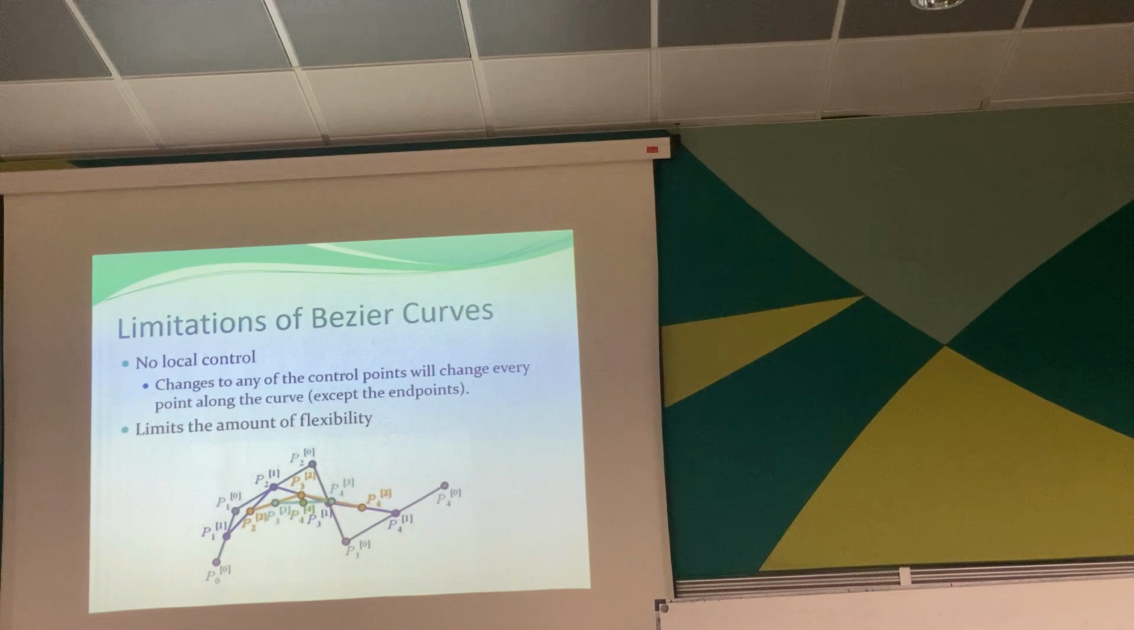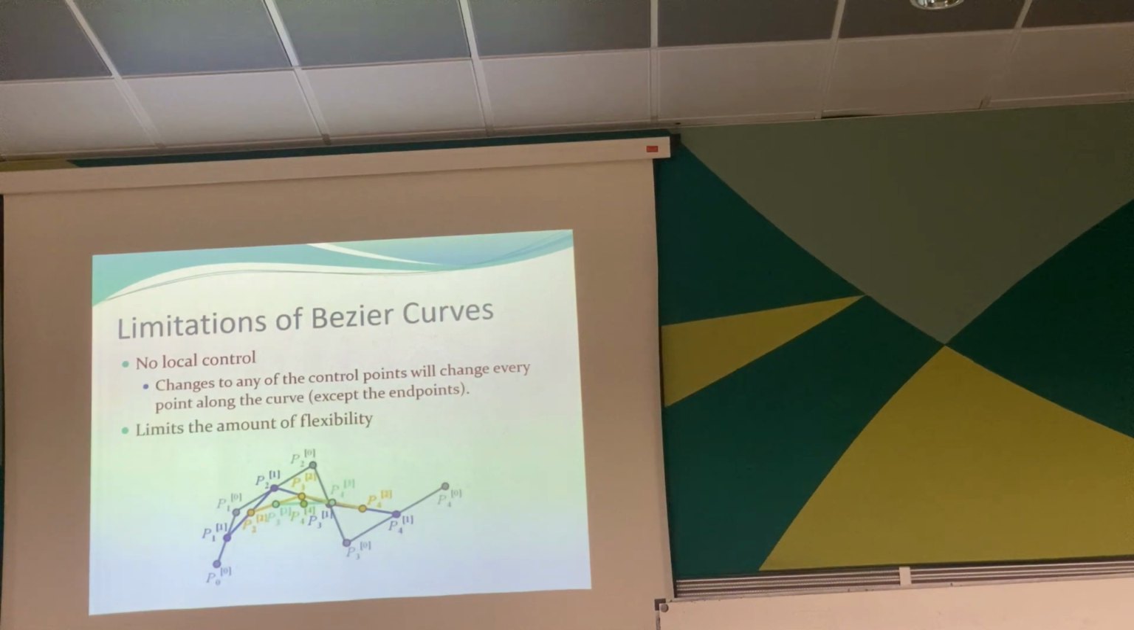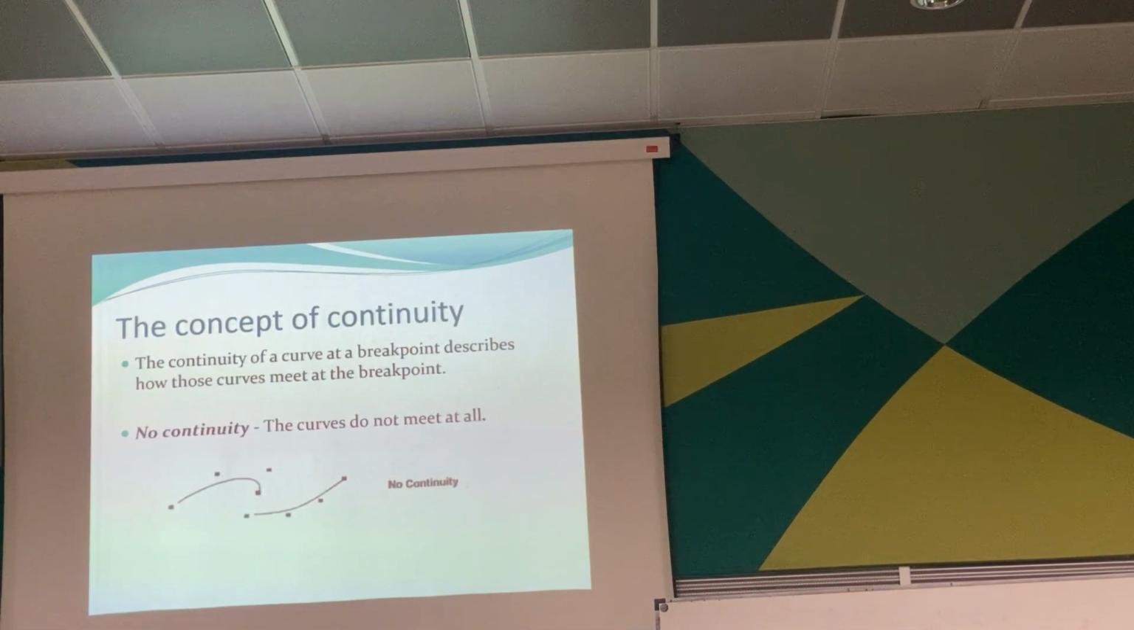You have the curve there, you want to move your curve, definitely you will move the points. If one of the points you don't move correctly, then your whole curve looks different. Okay, that is called no local control. So it will limit the amount of flexibility when you do your transformation. This is also one of the limitations of Bezier curve.